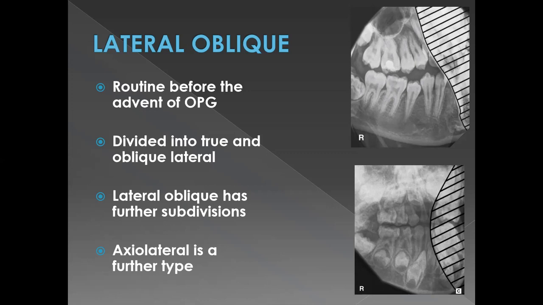In the reverse Towns, the X-ray tube is placed posteriorly and the image receptor or the film is placed anteriorly towards the face. The Towns projection you basically do for evaluating the occipital region, and the reverse Towns is basically done for evaluating the condylar neck and the condyle region. All right, I hope it's clear.